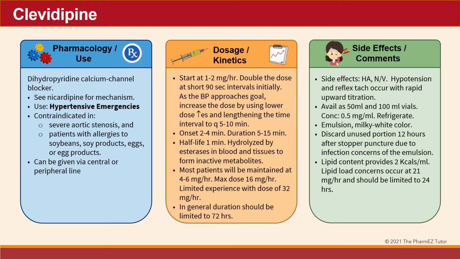The lipid content provides about 2 calories per ml, and lipid load concerns occur at a rate of 21 mg per hour and should be limited to 24 hours if you're using this dose. The cost of the medication is about $70 per 50 ml and $140 for a 100 ml vial.